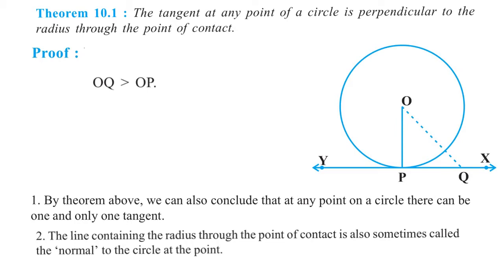So what do we know? We know that the tangent at any point of a circle is perpendicular to the radius through the point of contact. So this is a very important property that we need to remember when we get to solve problems, that OP, the radius, is always going to be perpendicular to the tangent at that point.